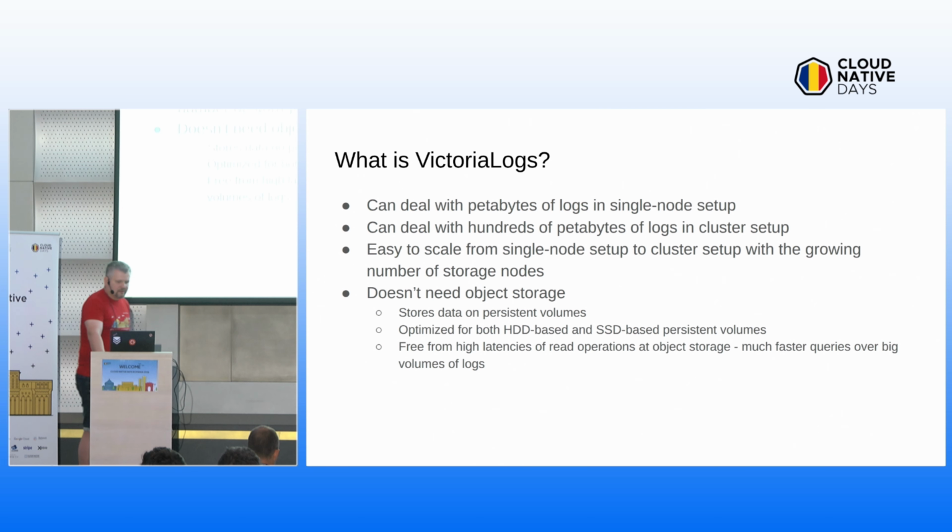And the advantage of storing data on persistent volumes is that they usually have 100 times lower latency when you access the data. The latency is usually less than 1 millisecond when you access the data on persistent volumes, and the latency for accessing data in object storage is usually up to 100 milliseconds. So it's 100 times bigger. And this affects queries over big amounts of data.